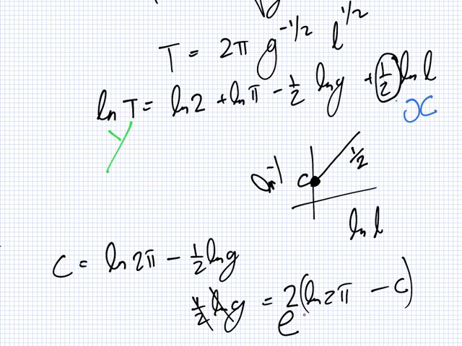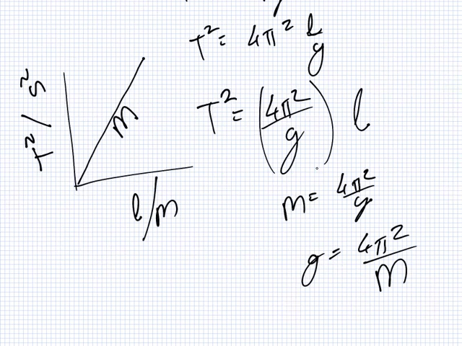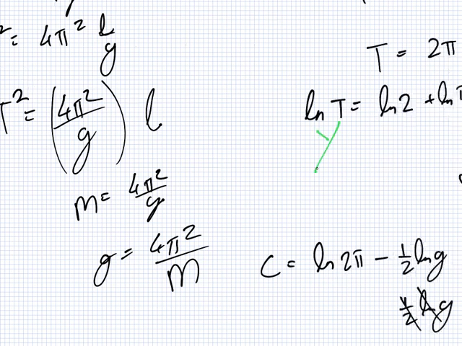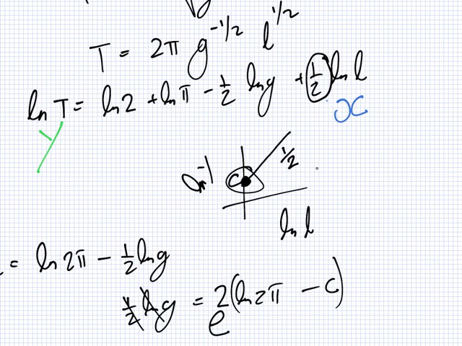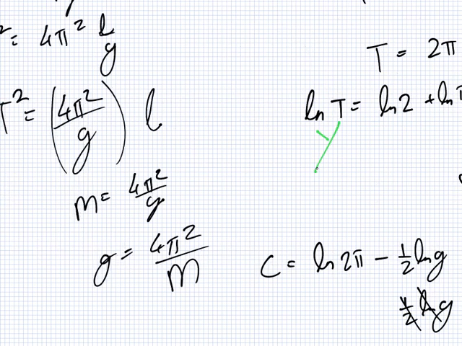I could say g is e to the power 2 times (log 2 pi minus c), where c is the point I get on the graph. And the only problem with that is it's a little bit harder to deal with because now we have an e and a log, whereas previously, doing it this way, I only had to deal with a pi squared. The reason we like straight lines on physics graphs is because it's easier to deal with them. But nowadays with computers it doesn't really matter. But in the past you wouldn't want to be using e and log because you'd have to have decimals then. So this is the way we'll approach it.